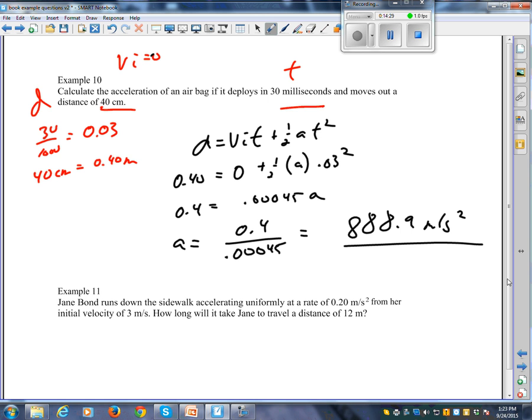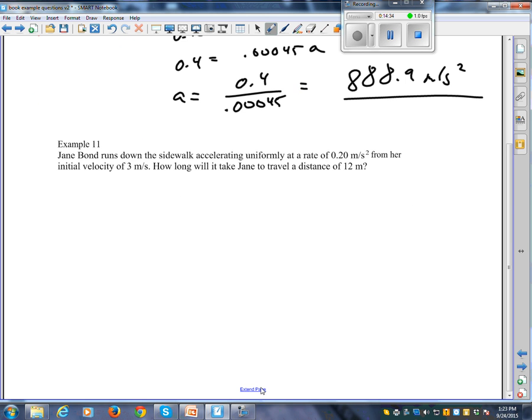Okay, last one's a little bit harder, then I'm going to give you some time to practice here. Jane Bond, that's James's cousin, runs down the sidewalk, accelerating uniformly at a rate of 0.2 meters per second squared from her initial velocity of 3 meters per second. How long will it take Jane to travel a distance of 12 meters? Acceleration, 0.2. Initial velocity of 3. We're looking for time. Distance is 12.